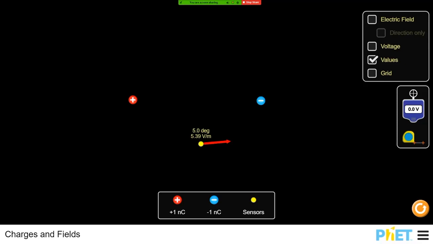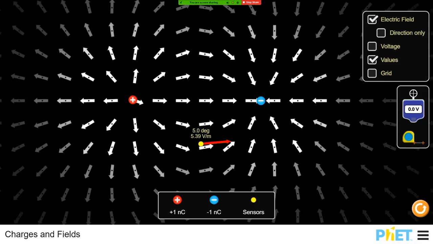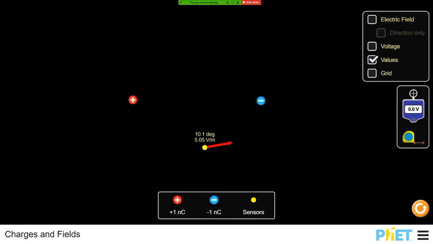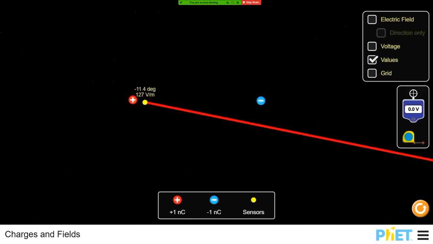So again, if I put the electric field back on, you can see that the direction of the sensor's electric field is going to be perfectly aligned with the one that's already displayed. The magnitude of the electric field is shown as the length of the arrow, which gets quite big as I get closer and closer to each of the charges.